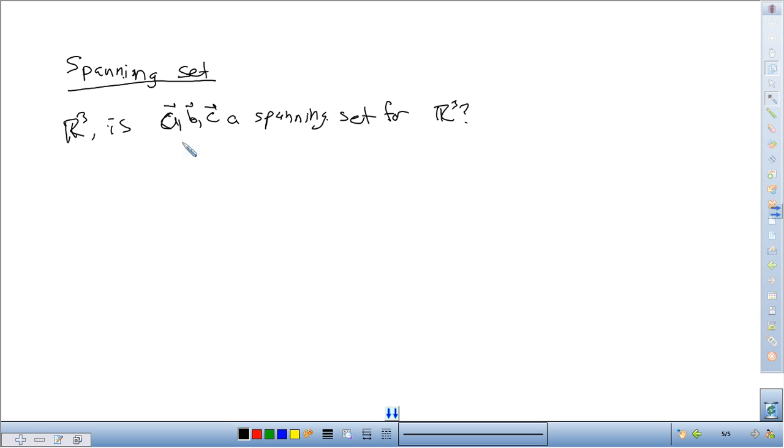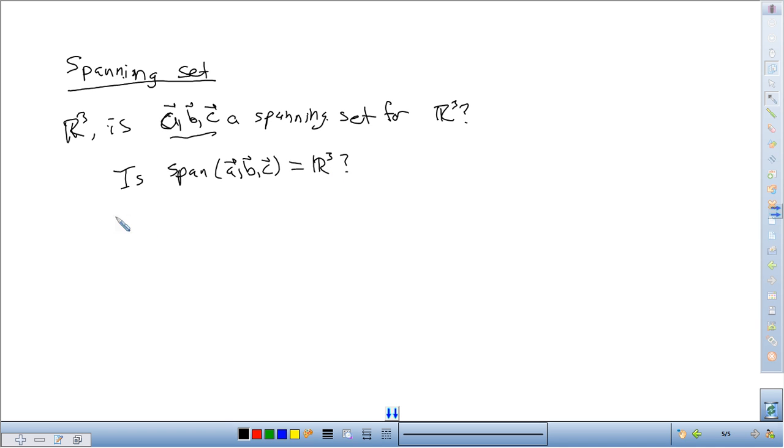Okay, so a spanning set, it's generally going to be a question like this. I'm going to give you some vectors, and I'm going to ask, is this a spanning set for some vector space? And essentially what I'm asking is, is the span of A, B, C equal to R3? Okay, so I want you to figure out the span of these three vectors. And if that span is a three-dimensional space, then it will be all of R3.